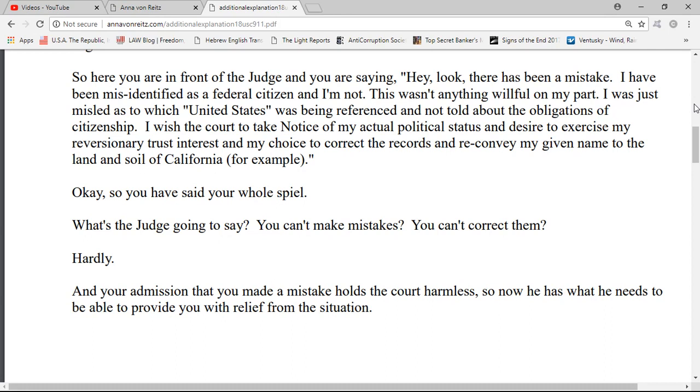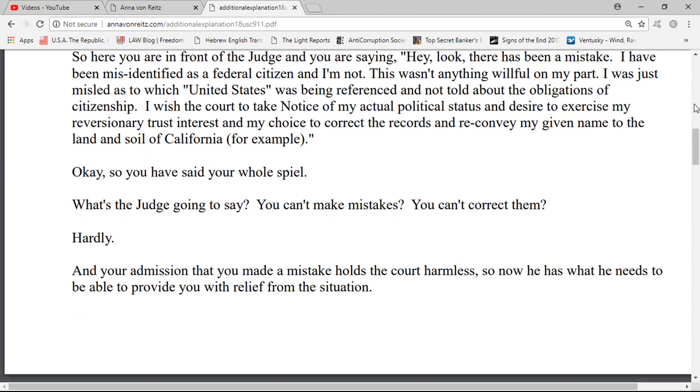So here you are in front of the judge, and you're saying, hey, look, there's been a mistake here. I've been misidentified as a federal citizen, and I'm not one. This wasn't anything willful on my part. I was just misled as to which United States was being referenced and not told about the obligations of citizenship. I wish the court, now wish is a powerful word coming from a sovereign, I wish the court to take notice of my actual political status and desire to exercise my reversionary trust interest in my choice to correct the records and reconvey my given name to the land and soil of California, for example.